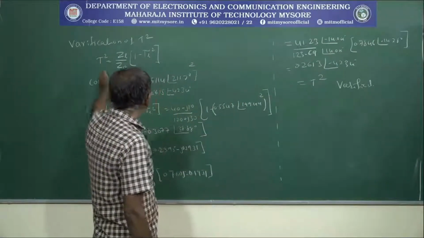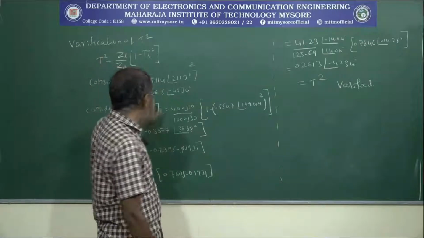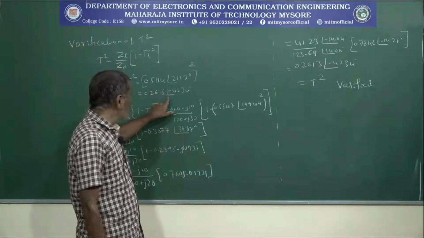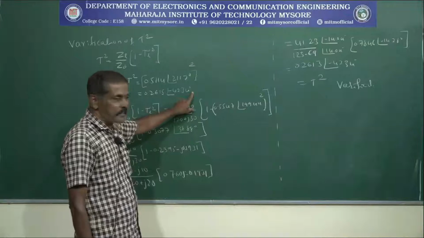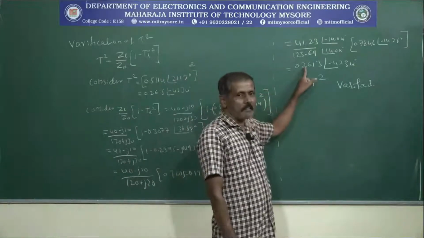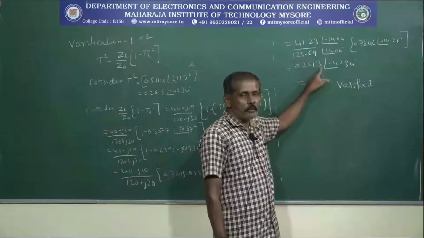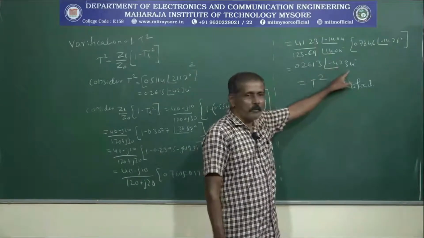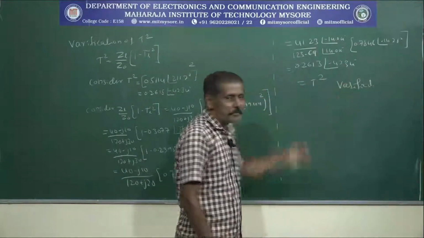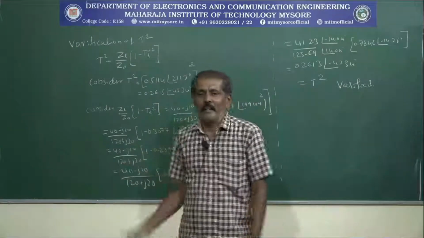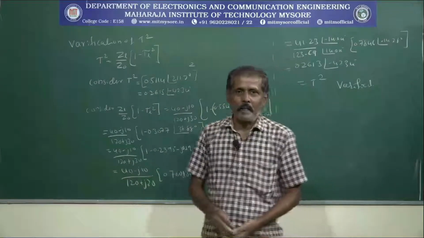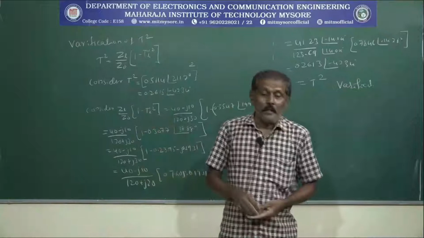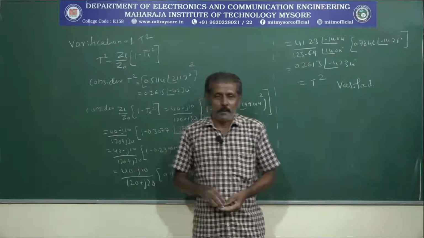I mean to say that the T square value we have calculated is 0.26515 at an angle of 42.34, and here also the T square value we are getting is 0.2613 at an angle of 42.34. So therefore, we can say that we have verified and the value is right. Okay, this is how you can solve the problems.